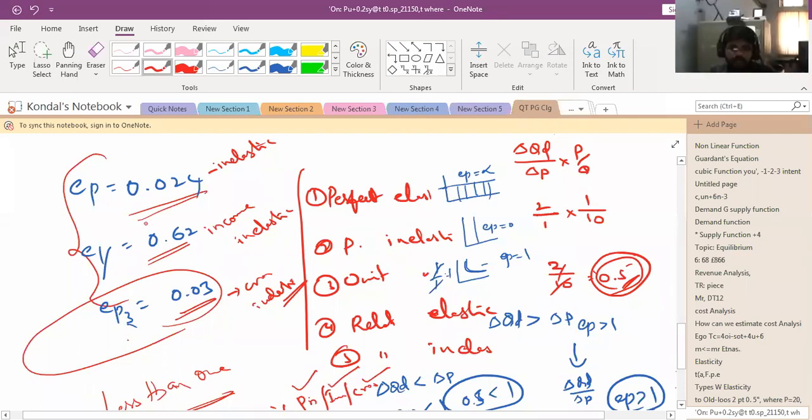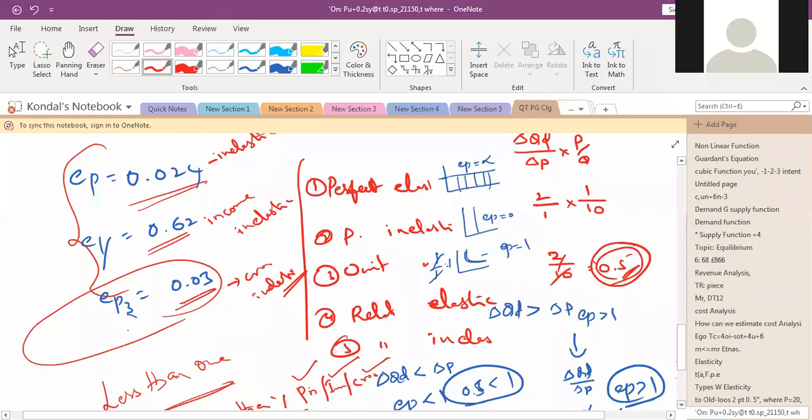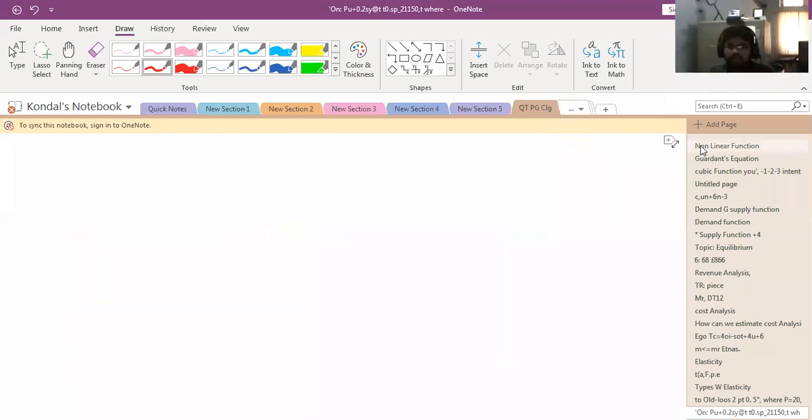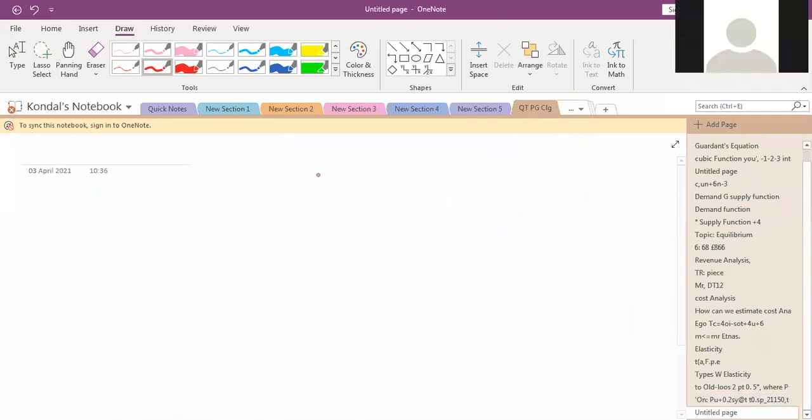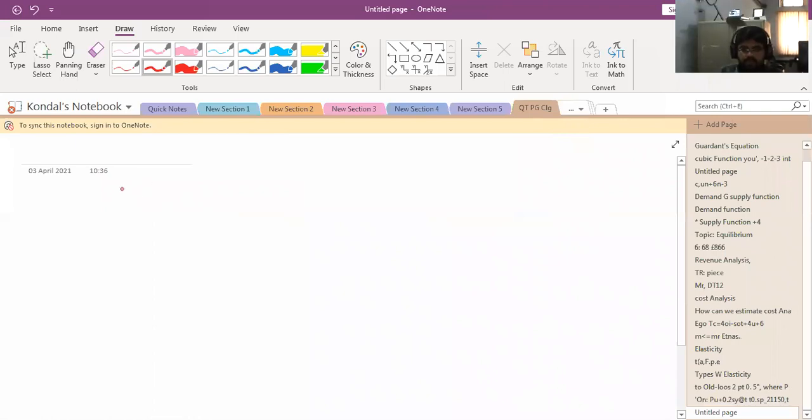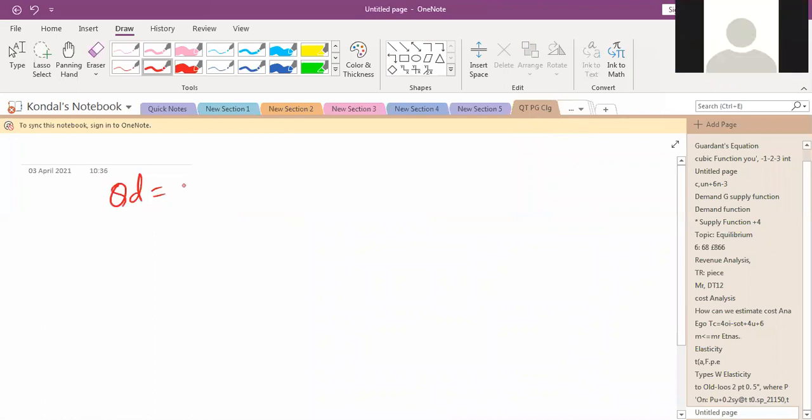Still, does anybody have a doubt? No, sir. Then you can tell me another example. Say, for example, if you take another example, please unmute yourself. Demand is equal.